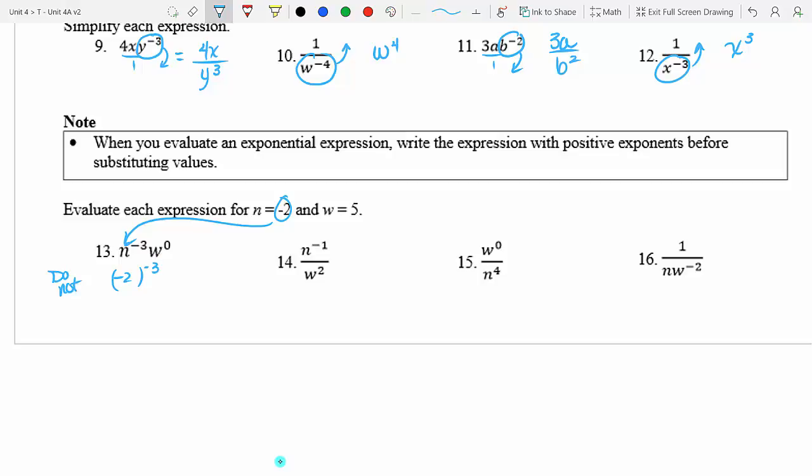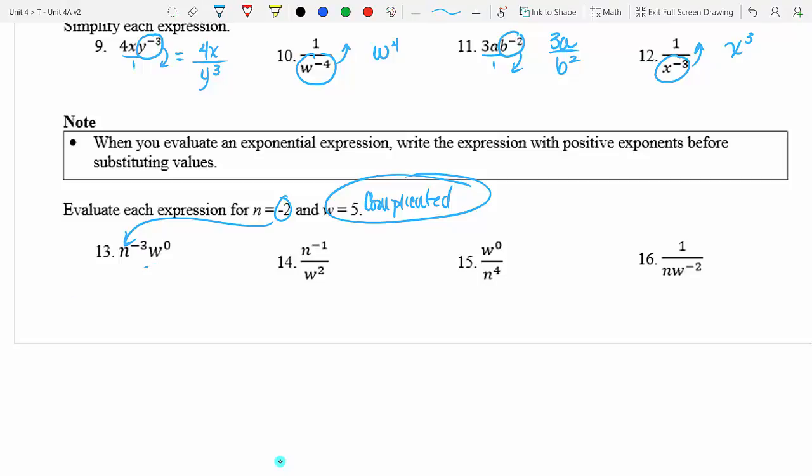And then plug in the w, so it would be 5 raised to the 0 power. Will it work? Yeah, but what you're doing is complicating. You're complicating by putting those in. You're adding too many things. The variable actually makes it easier. So do not do that.